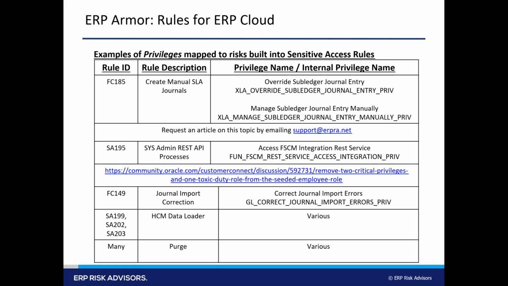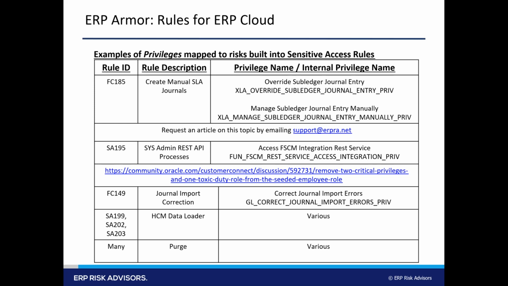The other sensitive access risk we would like to highlight that is pervasive in ERP Cloud environments is the Access FSCM Integration REST service, which is an SCM and financials REST API that is in a lot of seeded roles. It's a fairly common issue driving why we want to customize roles, because this function is in a lot of end user roles for the financials and supply chain side.